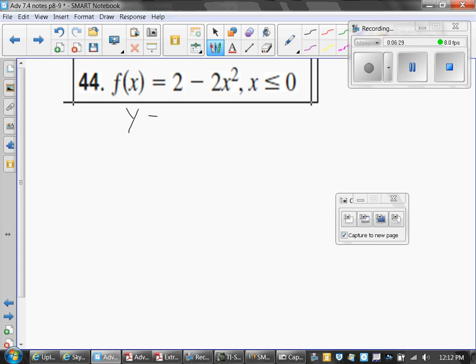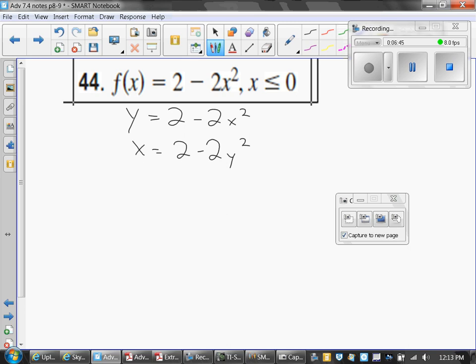Once again, y equals 2 minus 2x squared. Interchange x and y. How is that even possible? I don't know what I did. No, it's just all clogged up at the end.